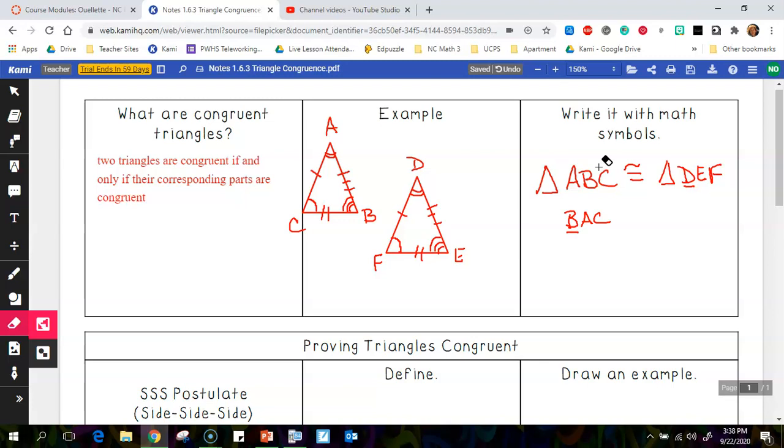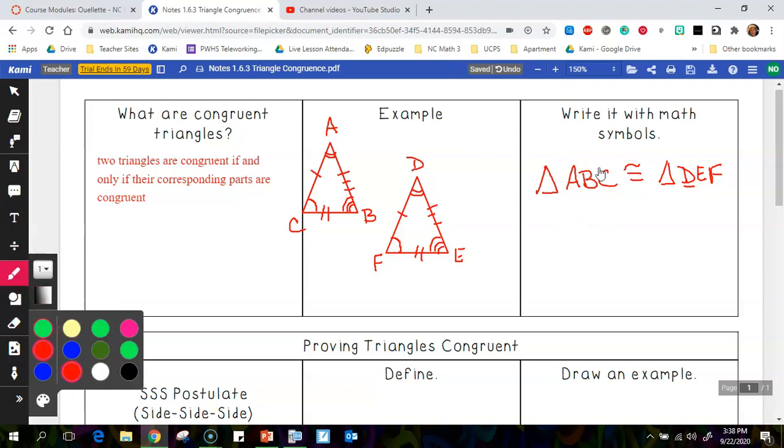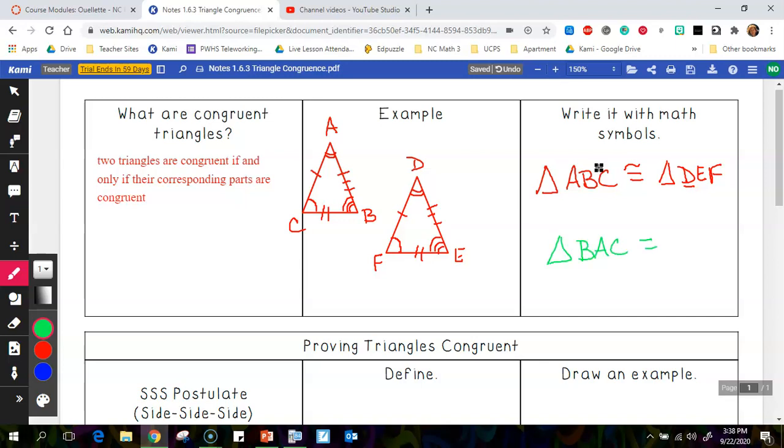So let me erase this because this would be wrong. If I named triangle BAC, I would say that that is congruent to triangle EDF: B corresponds to E, A corresponds to D, and C corresponds to F. So I would have to name it like that. Either one of these would be correct. You just want to be sure that you don't mix these up.